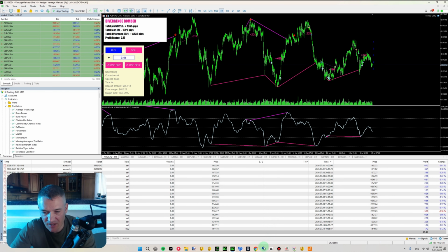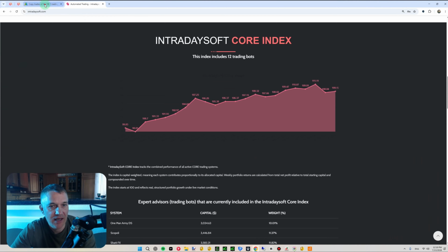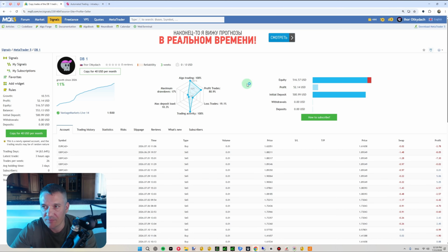By the way, to make sure that everything looks correct and clear for each system, I created a monitoring for each one. This is DB1, which stands for Divergence Bomber Test Account number 1. On this account, in about a week and a half of trading, I earned 11% profit with this system. I also included it in the core index because the core index shows how my systems work. This is a demonstration of how my systems operate.